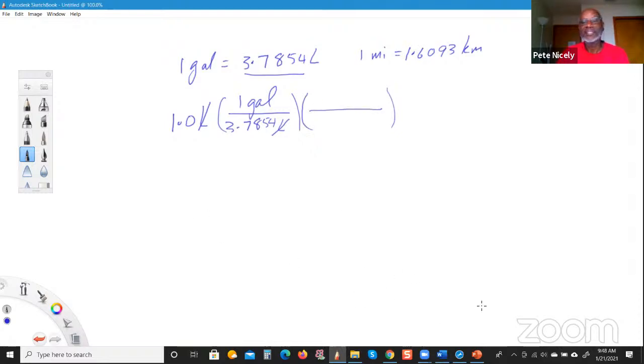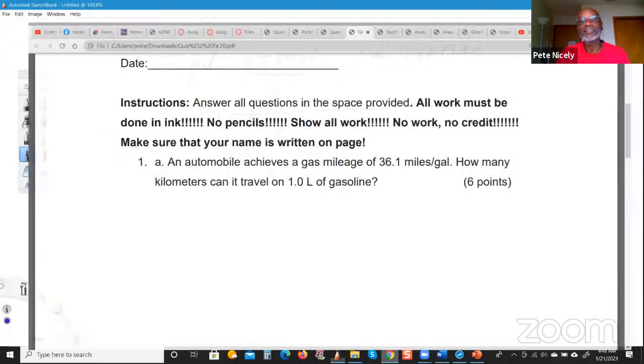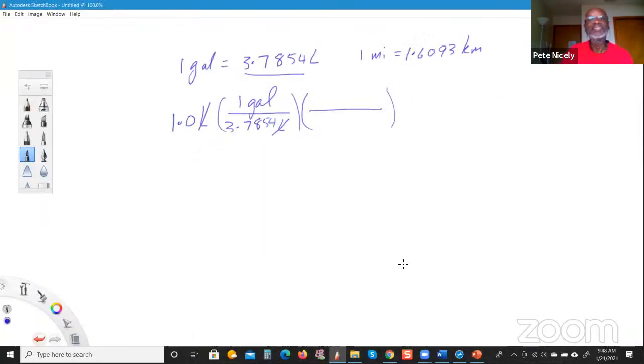The next step is where you convert from gallons to miles. According to the question, it's 36.1 miles per gallon, right? So basically, I'm going to put 36.1 miles up here and 1 gallon down here. The reason we set it up this way is because we want to cancel out the gallon unit and we're left with the mile unit.